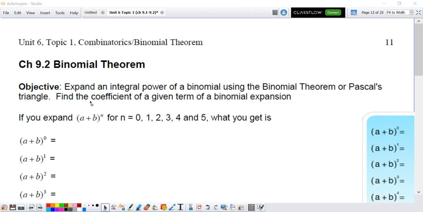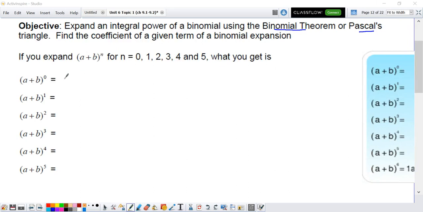In this video, I'm going to explain how to multiply a binomial with a higher power. We call that expanding the integral power of a binomial using the binomial theorem or Pascal's triangle. So first of all, what is a binomial? A binomial means you have two terms and the power. Any power we should be able to expand without doing repetitive multiplication.